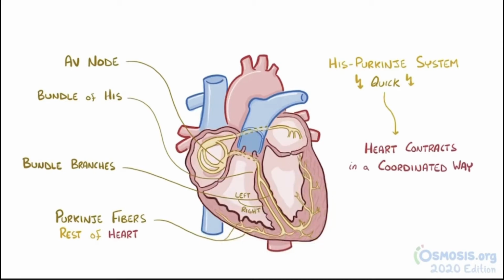If the timing was slightly off and the ventricles didn't contract all at once, blood would sort of slosh back and forth, rather than getting forcibly pushed out to the lungs and body.